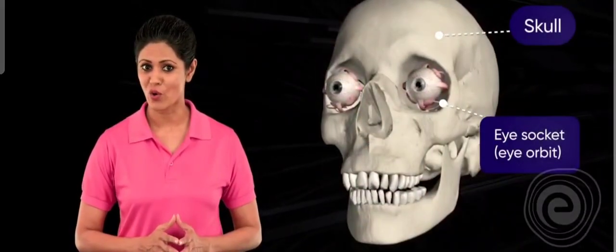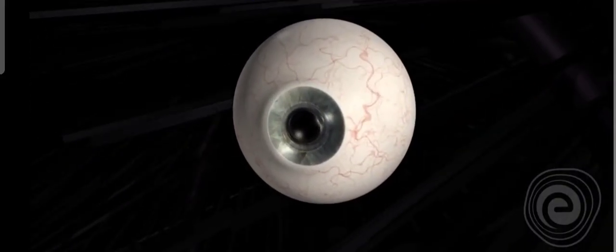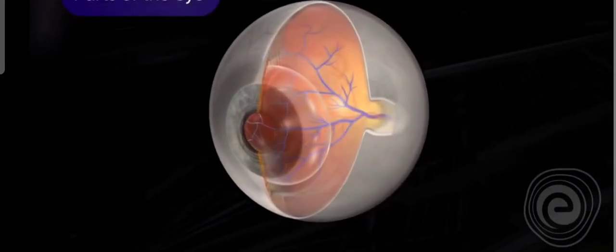In humans, the eye is the organ of vision that helps in detecting light. Each eye is set in a bony socket of the skull. The human eye is almost spherical in shape. There are various parts of an eye.